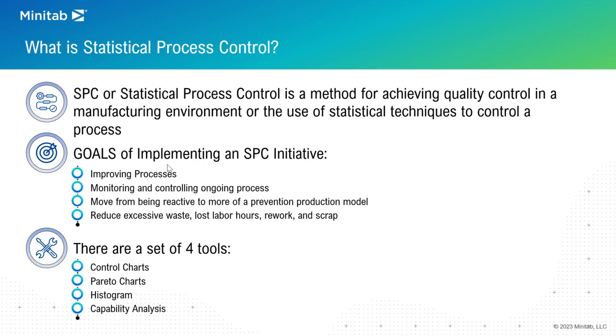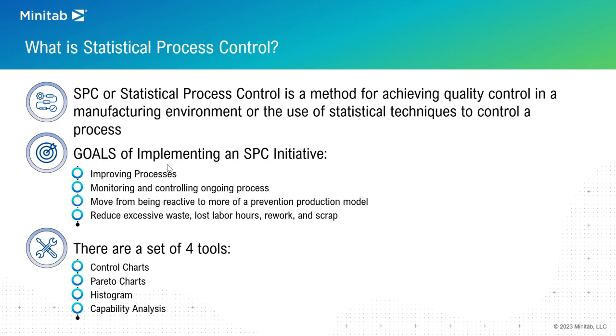So what is statistical process control? SPC, or statistical process control, is a method for achieving quality control in a manufacturing environment. Again, today's title is around manufacturing environment. So that is what SPC is in terms of a manufacturing use case. But in reality, it's the use of statistical techniques to control a process.